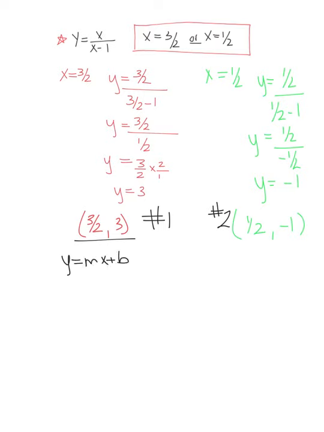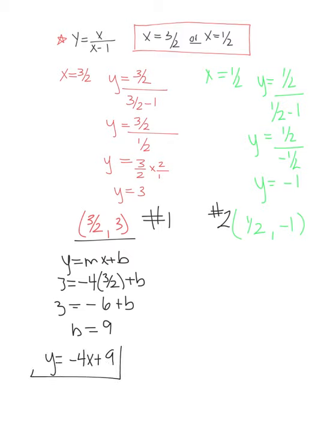I've got y equals mx plus b. I am going to plug in my y of 3. My m was -4. My x was 3/2. So 3 is equal to -12 over 2, which is going to be -6 plus b, which means that my b is equal to 9. And so I have y is equal to -4x plus 9.